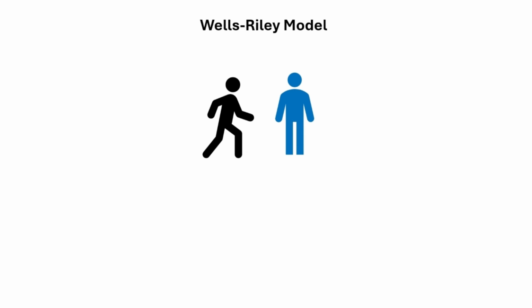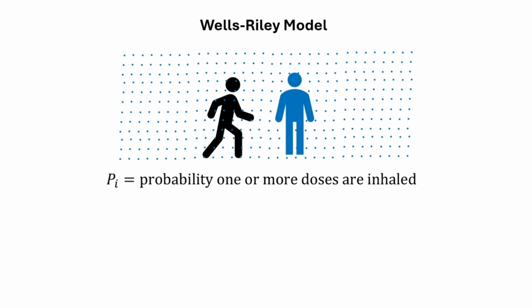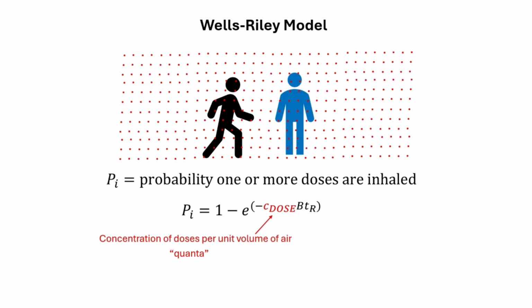Now, from this work also came the Wells-Riley model, a simple model of airborne transmission. The Wells-Riley model estimates the risk of airborne disease transmission, so PI, as a function of a couple different parameters. First is the concentration of infectious dose in the air. So this is the quanta value, which will be proportional to the amount of infectious virus that's suspended in the air. B is the breathing rate, so essentially how much air you're breathing at a certain cadence. And time, so essentially how long you're going to be sampling this air through breathing.